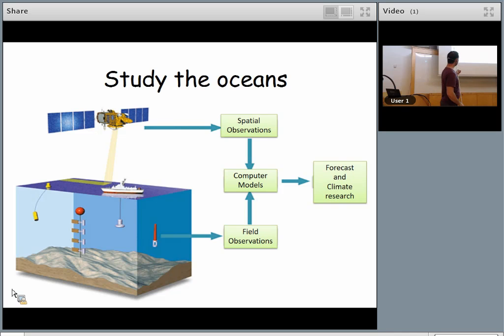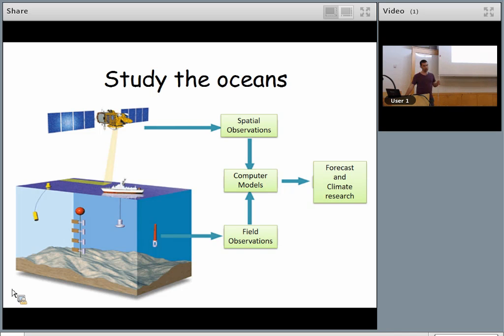Then we also get field observations. And that's really what I'm going to focus on with the program I'm going to present. And then the third part that's really important in our framework to study the ocean in the modern era is the computer models. So from them, we can integrate all the observations, produce forecasts, and do climate research.